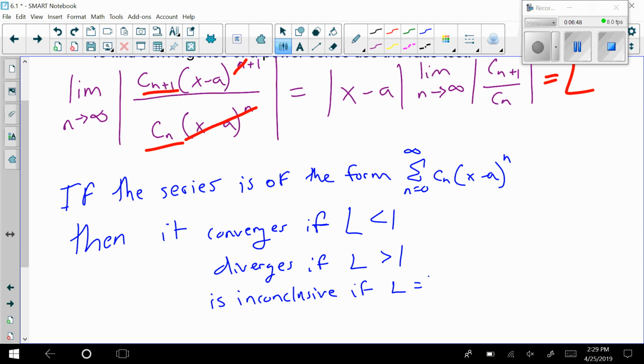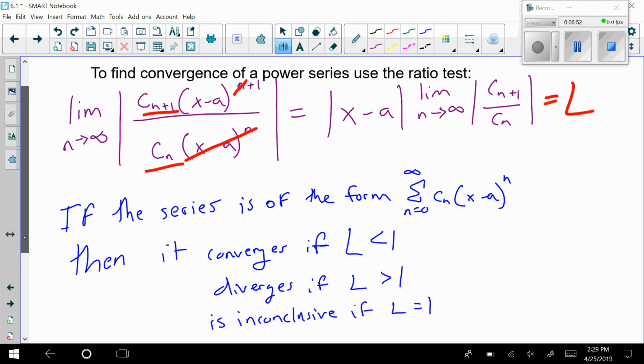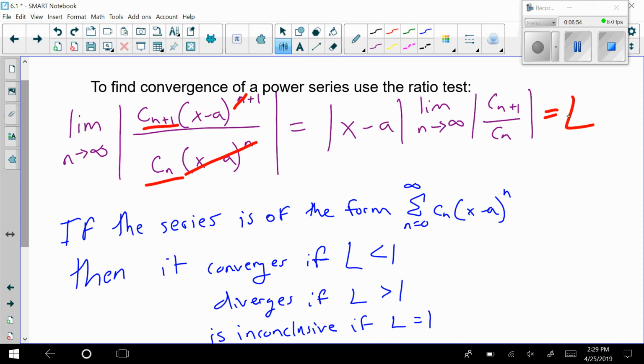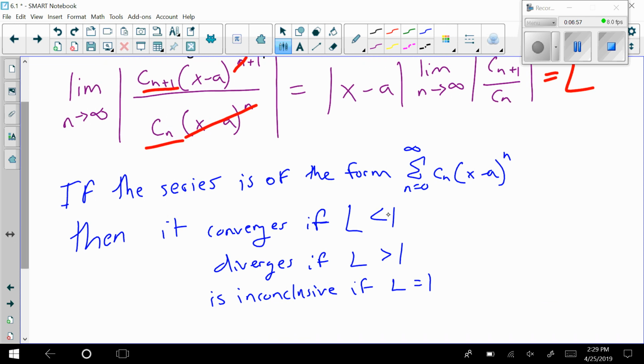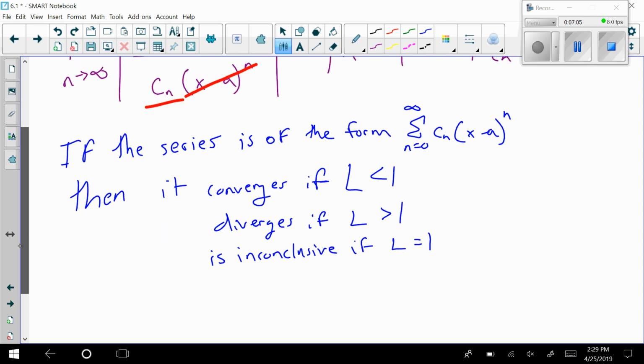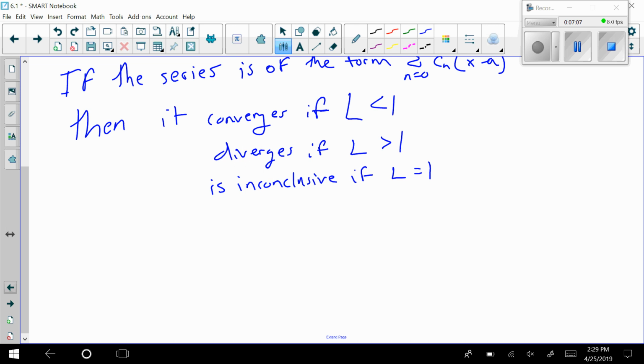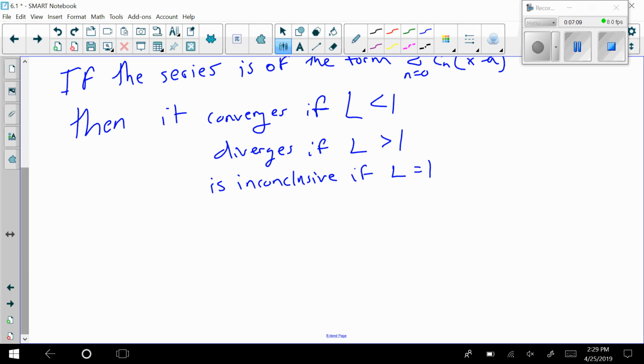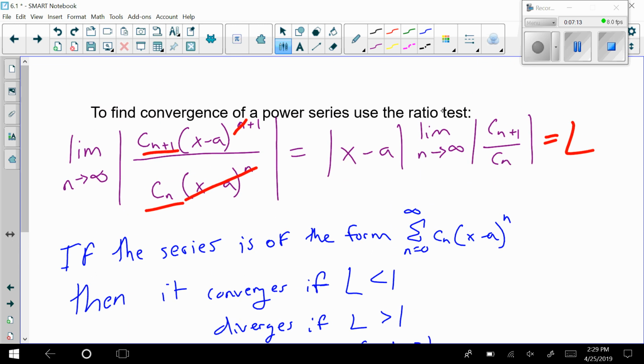If L equals 1... Okay, so basically, when you plug this in, if I get this limit L and it's less than 1, then the series is going to converge. If it's greater than 1, it's going to diverge, and it's inconclusive if it's equal to 1. What we're using is the ratio test. Well, I'm describing the ratio test.